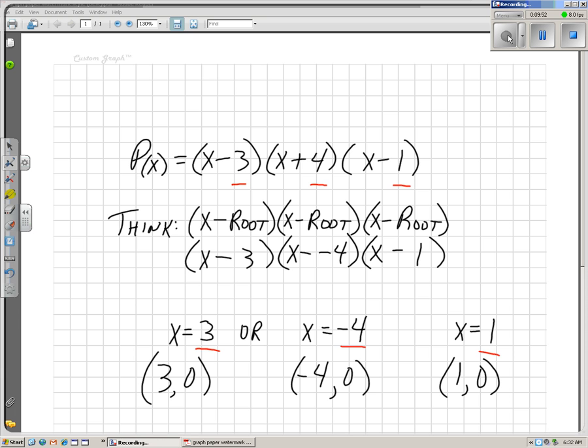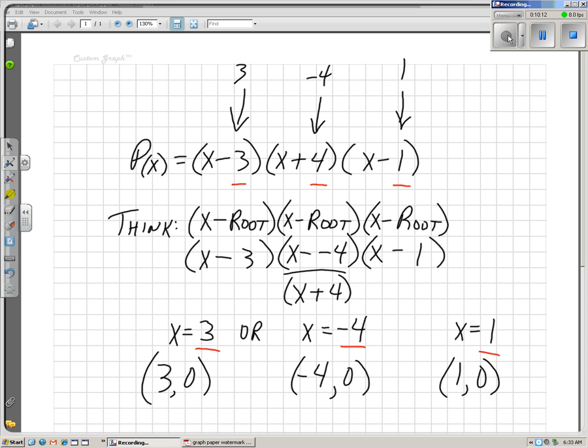The x minus -4 is a little clumsy, so I'm going to change it to x plus 4. But think about that. Sometimes it's easy to find the root if you just look at what's being subtracted. So 3 is a root. That would have to be -4 because you'd have to subtract -4 to get the root, or the 0. And this 0 would be 1.